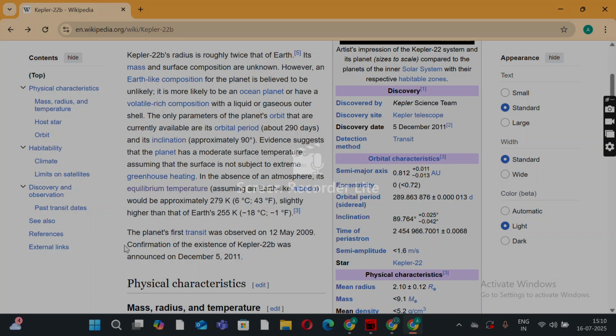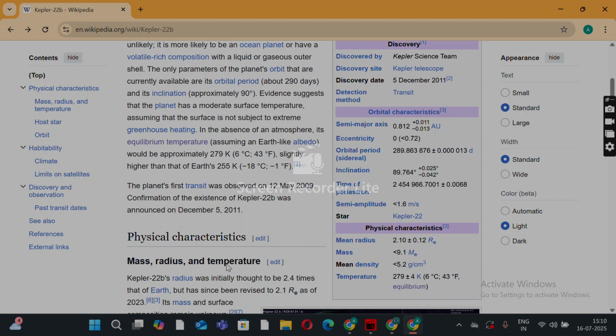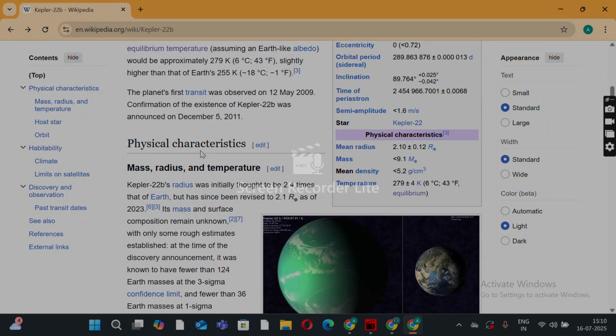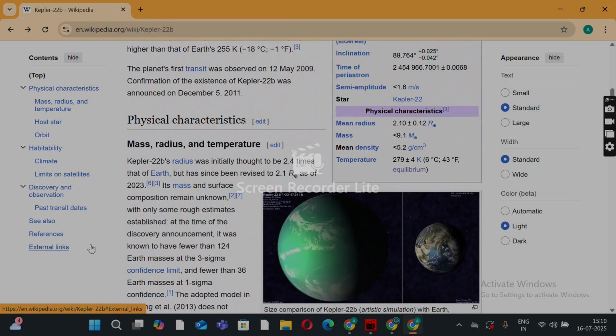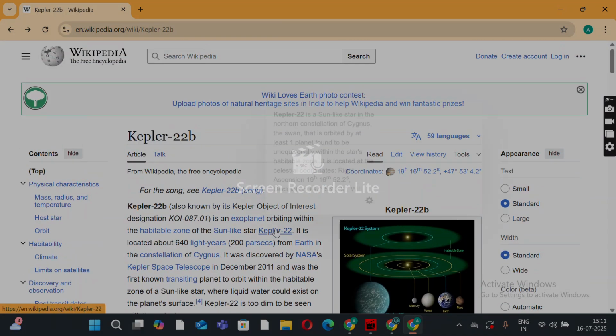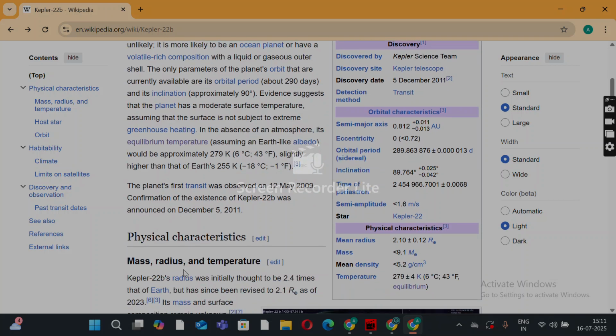The planet's first transit was observed in May 2009. Confirmation of the existence of Kepler-22b was announced on December 5, 2012. These are its characteristics. If we do it, it will take time to do the other things, so we're going to leave it here.